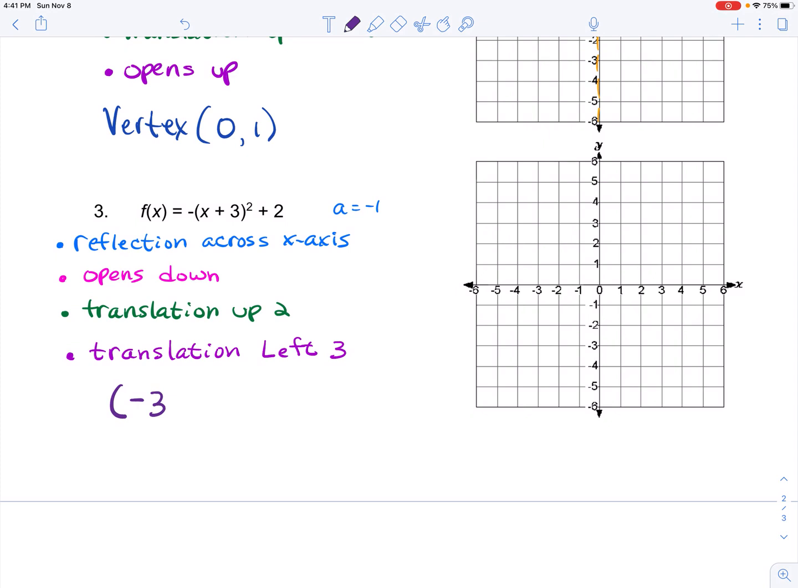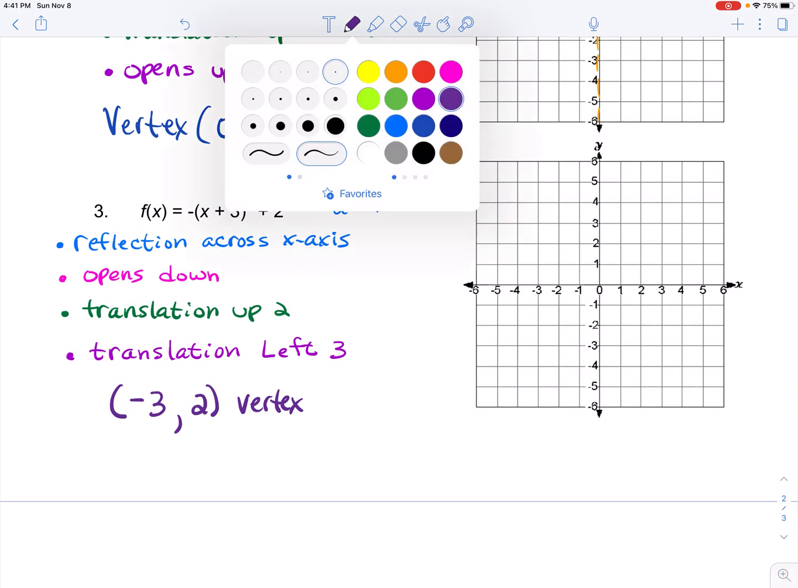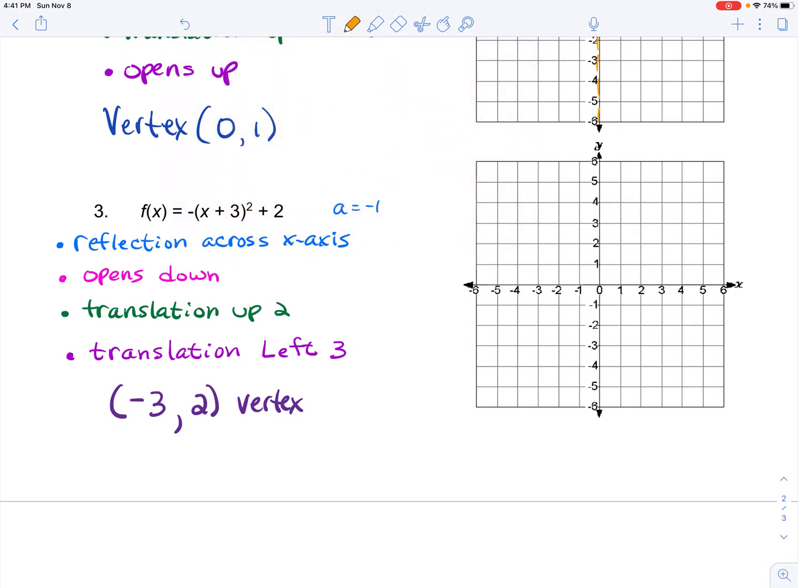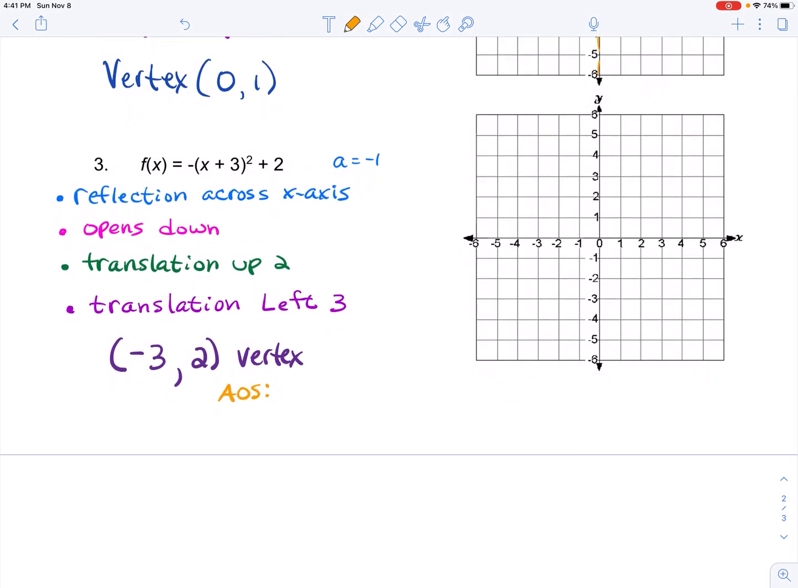Okay, so looking at our equation, our vertex, h is negative 3. Remember I said x minus a negative 3. That's what gives us the positive 3. And k is 2. That's your vertex. Our AOS, remember I keep talking about that axis of symmetry? That is a line, and when we plot negative 3, positive 2, that's our vertex. Our AOS, axis of symmetry, is that vertical line, x equals negative 3. We'll talk about that more tomorrow.